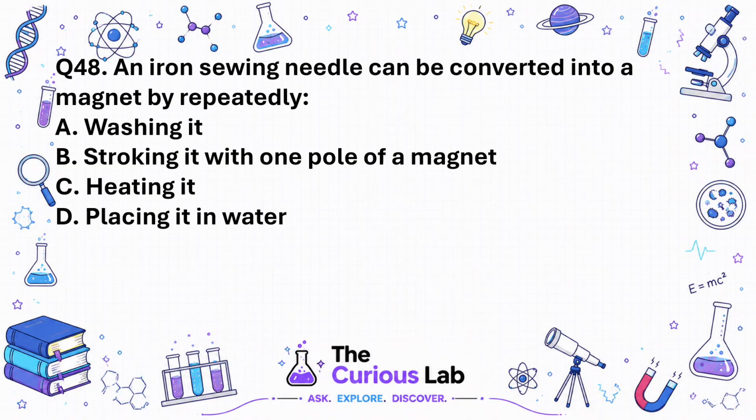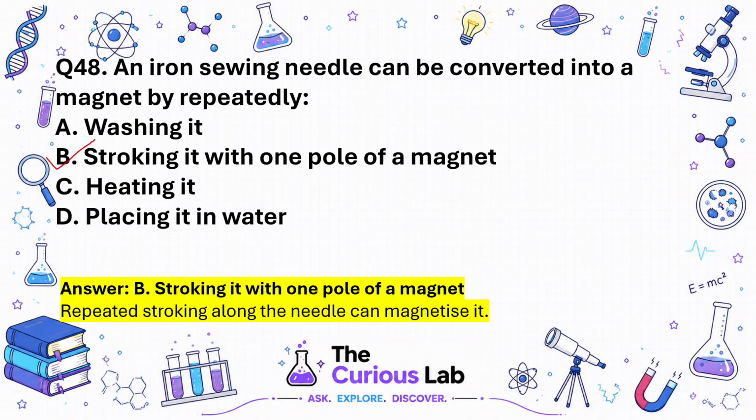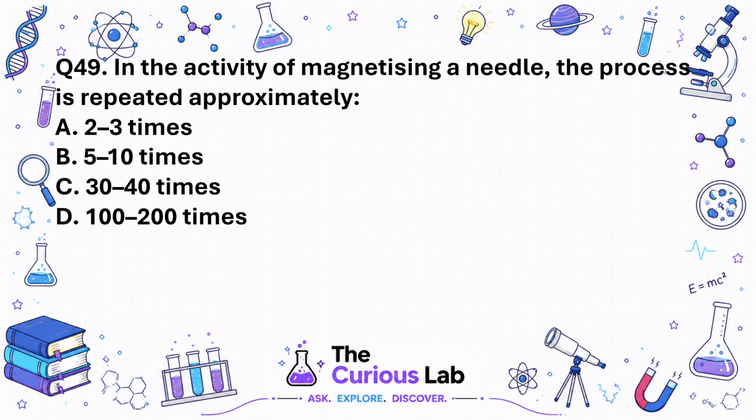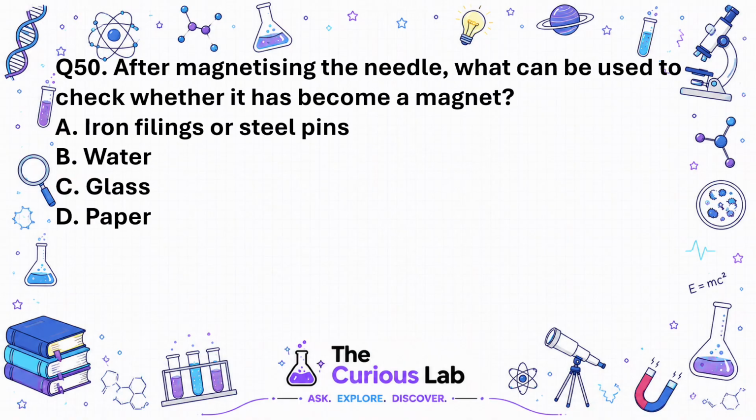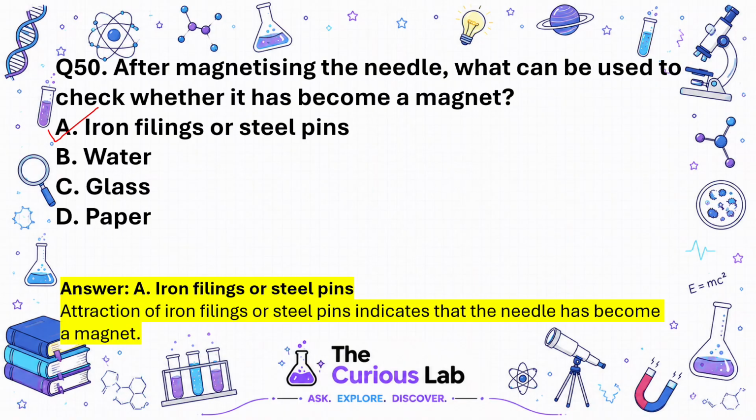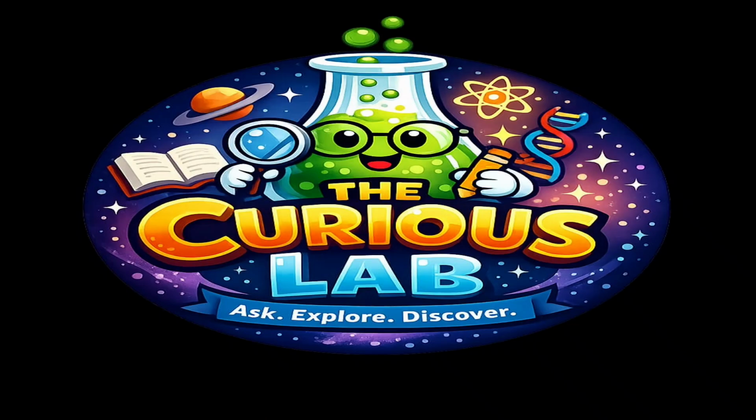An iron sewing needle can be converted into a magnet by repeatedly stroking it with one pole of a magnet. In the activity of magnetizing the needle, the process is repeated approximately 30 to 40 times. After magnetizing the needle, what can be used to check whether it has become a magnet? We can check it with the help of iron filings or steel pins. If it will attract, it has become a magnet. Otherwise, it has not.